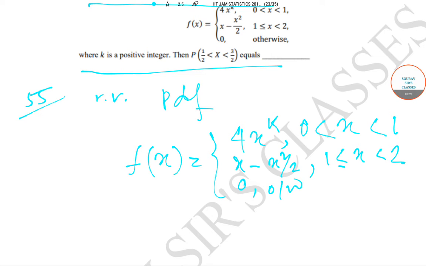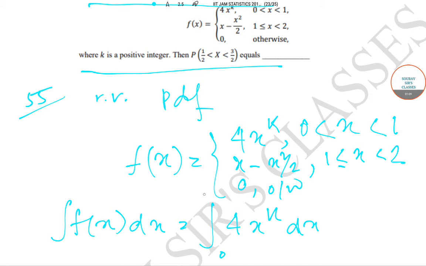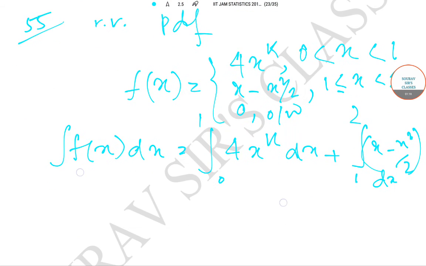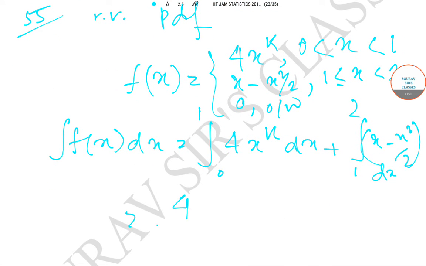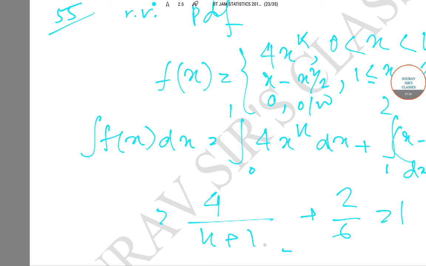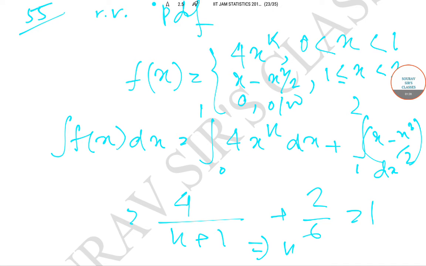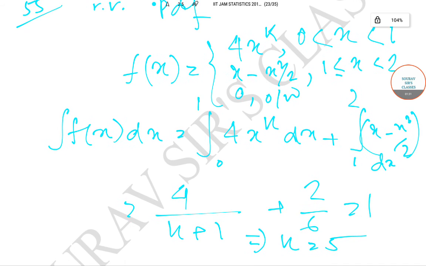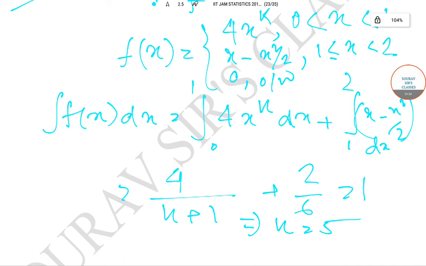So first we need to calculate k. Integration of f(x) dx equals integration of 4x to the power k dx from 0 to 1 plus integration from 1 to 2 of x minus x square by 2 dx. This gives us 4 by k plus 1 plus 2 by 6 equals 1. This gives k equals 5. So we have already calculated the value of k.